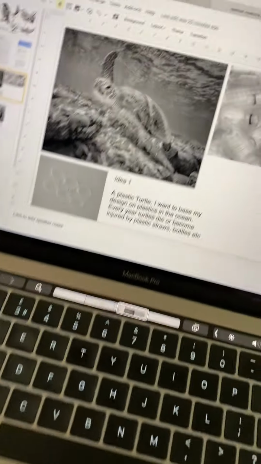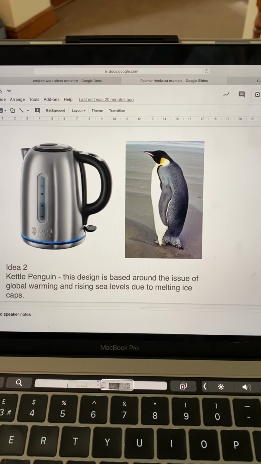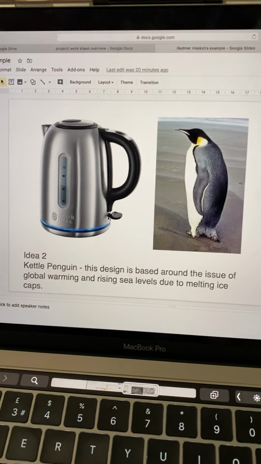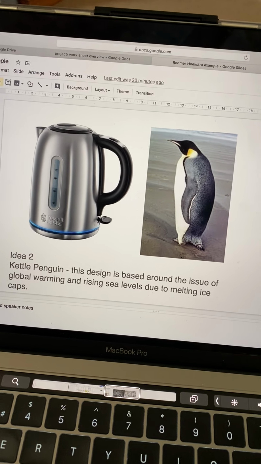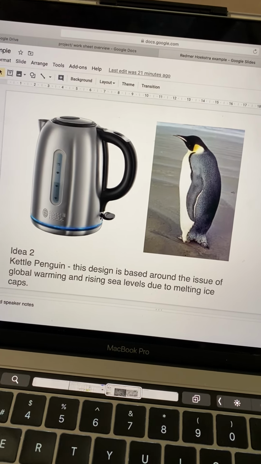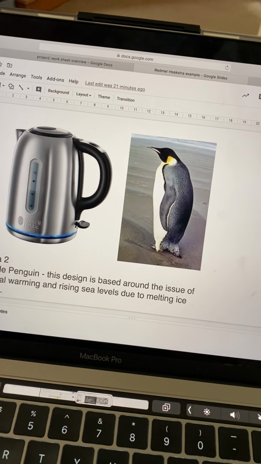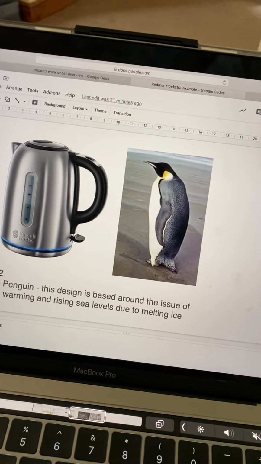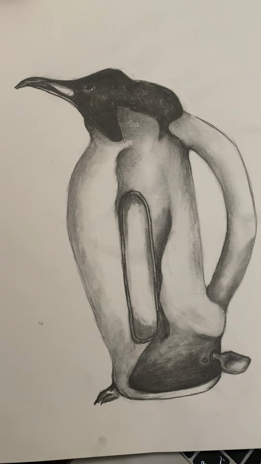Okay, I've done a similar thing in a similar sort of theme with the idea of putting a penguin and a kettle together. Again, looking at global warming, looking at the idea of the sea levels rising and the ice caps melting. So then I thought these two items would go quite well to show that. So then again, I did a pencil outline, but you can see that is my piece that I've then created inspired by his work.